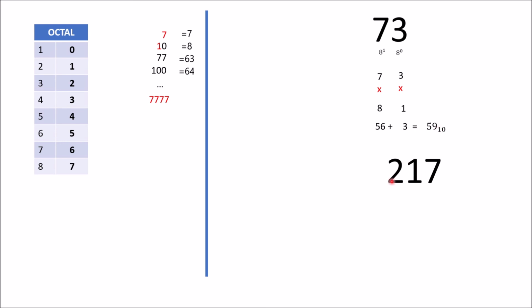Now this big number is to be done by the same procedure. Take the powers of 8, take each individual value of every digit, and multiply it by the power of 8, and then do the addition of all of them, and then just get the decimal equivalent.